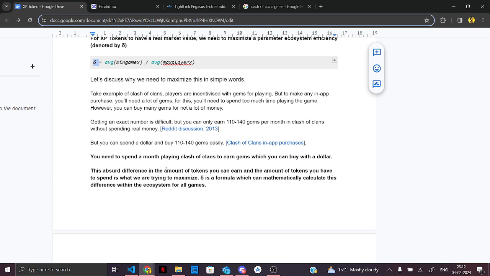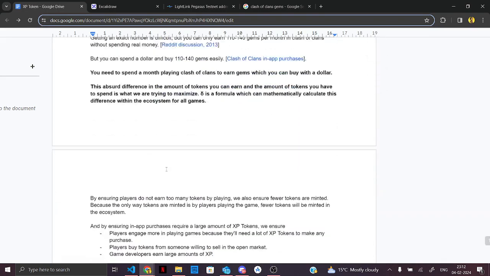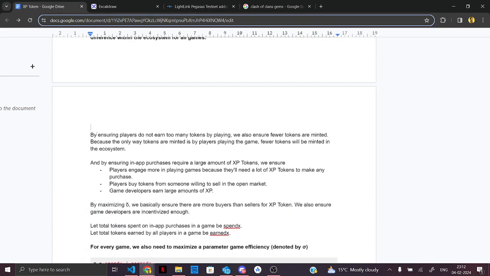This absurd difference between the amount of tokens you can earn and the amount of tokens you have to spend is what we are trying to maximize. Delta is a formula which can mathematically calculate this difference within the ecosystem for all games. So this is how I've broken it down in natural language.